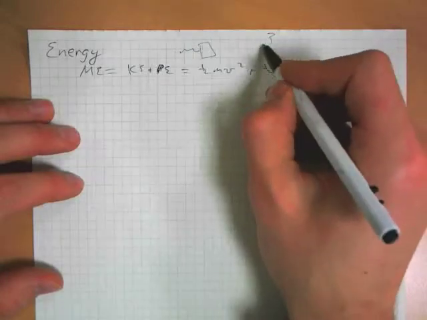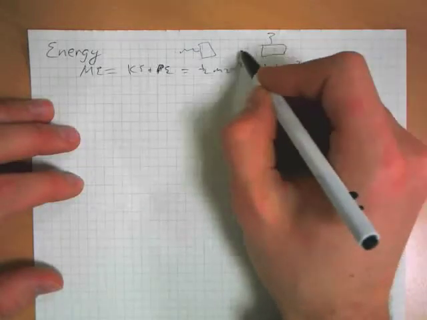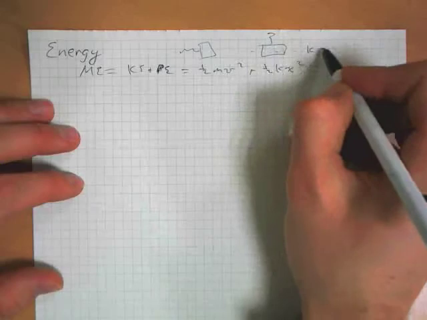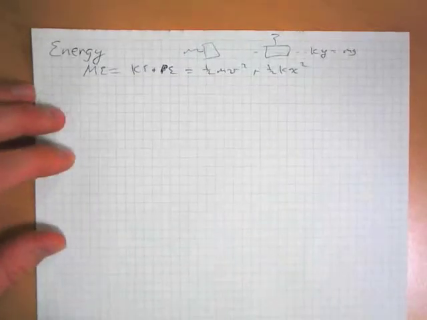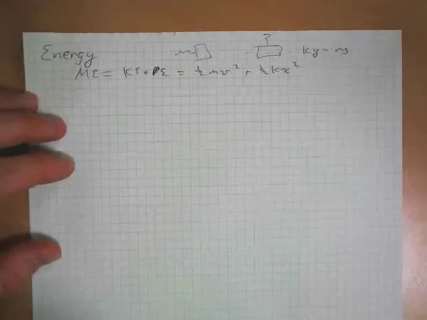Vertical, it's kind of the same thing, but our equilibrium position is where our gravitational and spring forces are balanced.